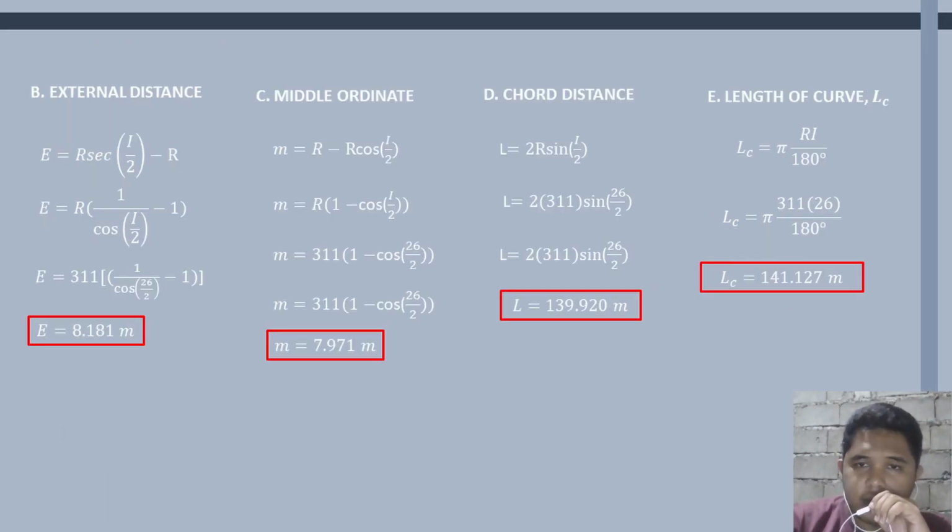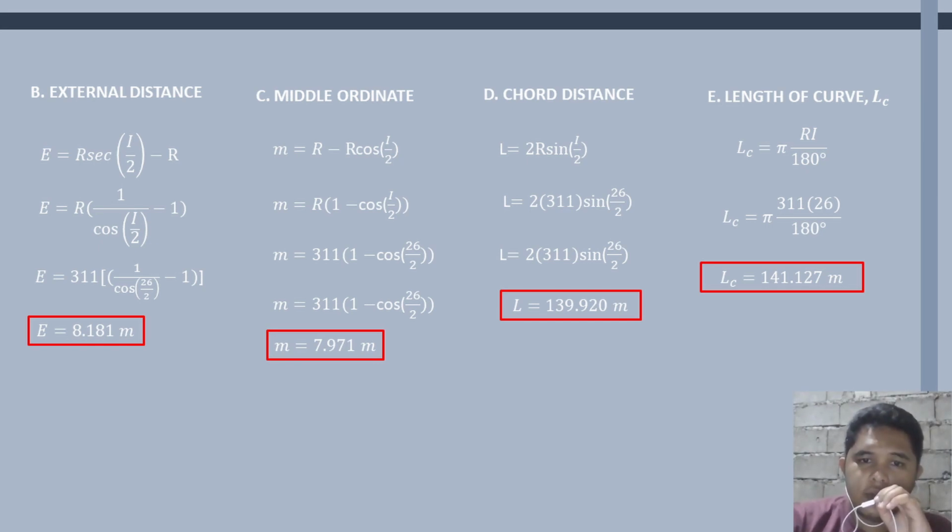Next, we are tasked to find the external distance and then follow lang yapon ta sa formula nga gi-provide, and then diri lang ta diretso sa simplified form, which is R times the quantity of 1 over cosine I over 2 minus 1. Substitute lang yapon ta sa values, then makuha na to si E, which is 8.181 meters.